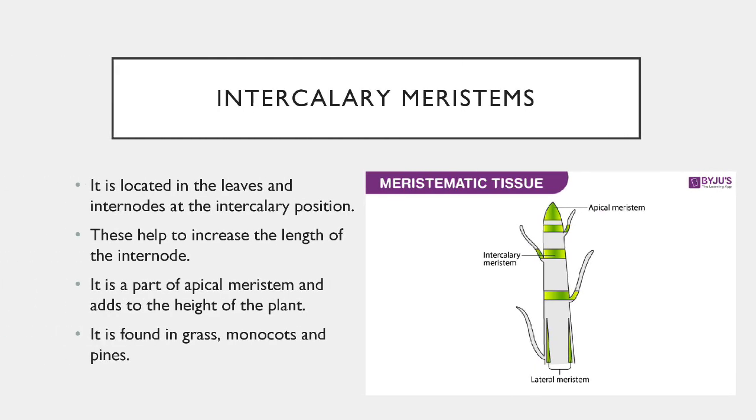Intercalary meristems. It is located in the leaves and internodes at the intercalary position. This helps to increase the length of the internode. It is part of apical meristem and adds to the height of the plant. It is found in grass, monocots, and pines.